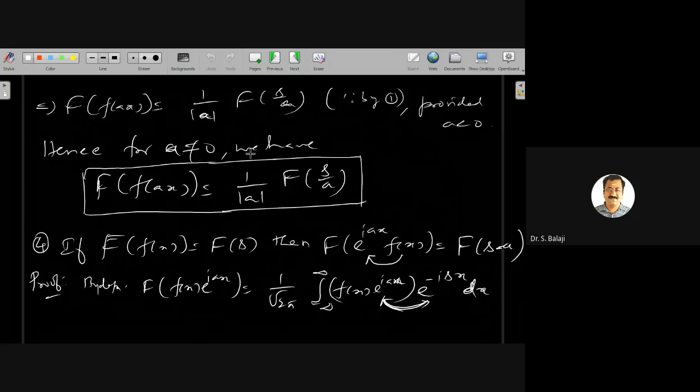Hence for a not equal to 0, we have the Fourier transform of f of ax equal to 1 by mod a, f of s by a. Correct?